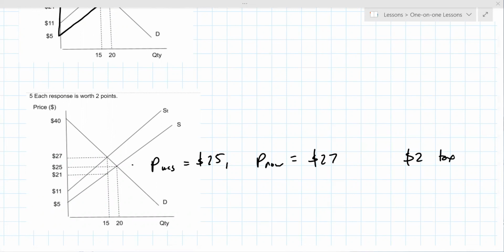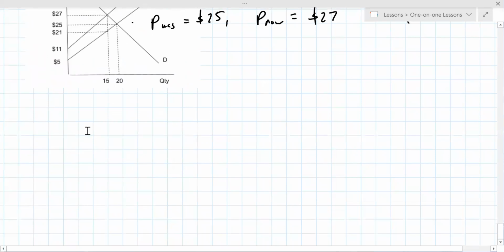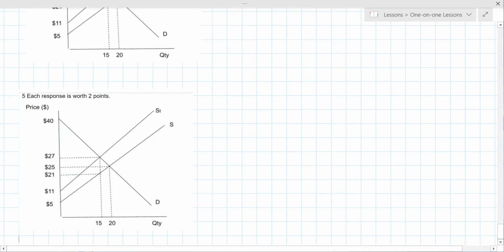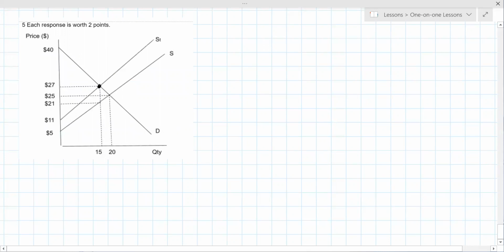$2 tax. Okay. What's the consumer surplus after the tax? Label that area A. So let me copy the picture in again, and then that will help here to answer this. Here's your new point. So the consumer surplus is this area right here. Hang on just a second, please.